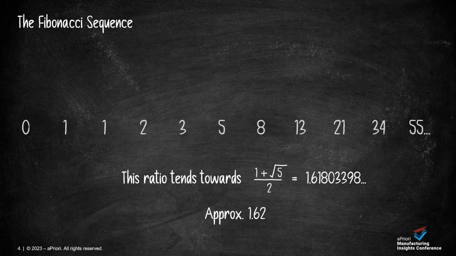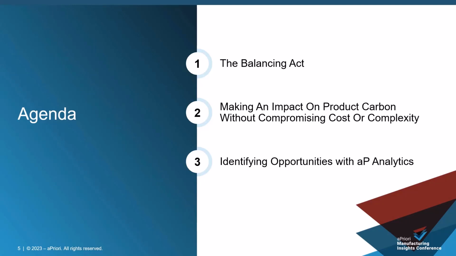The green golden ratio is some other number. Perhaps it is this one that creates a relationship between the balancing act of making sure something we design is affordable and sustainable at the same time. And that's what we'll explore in this session here.